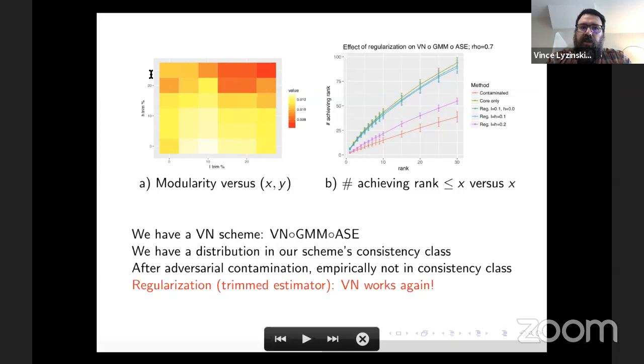And actually, this is the X trimming, this is the Y trimming, or vice versa. And this is one of those figures showing the number achieving rank less than or equal to X versus X. So if we look at the core of these two networks, the pieces that haven't been contaminated, and you ask, can we find these vertices across networks? This shows the number of those vertices that we could find in the top X of the rank list. That's the Y here. Higher is better.